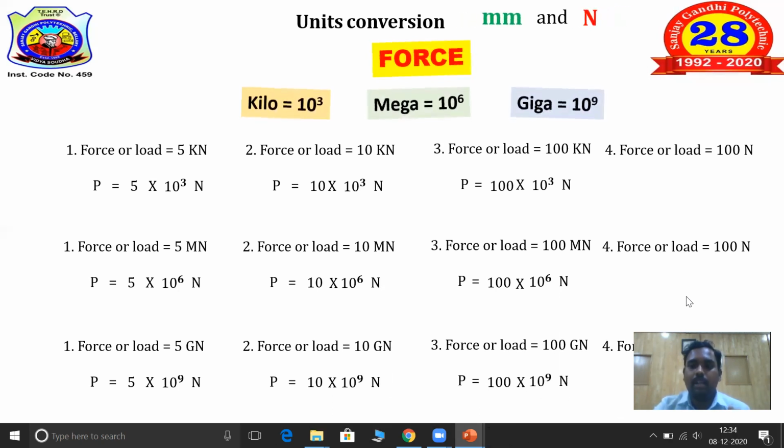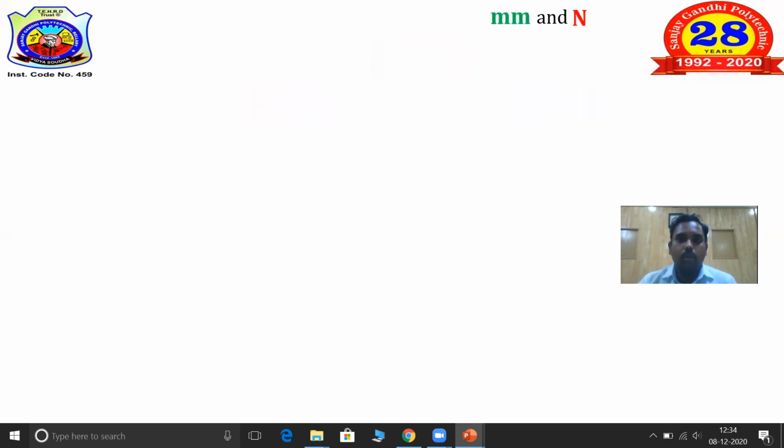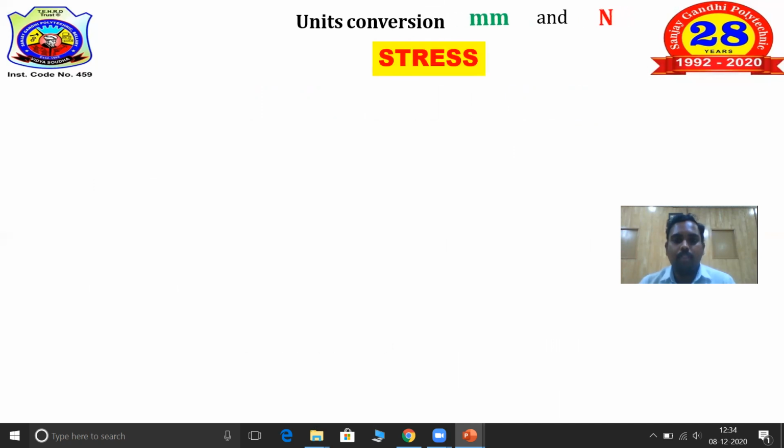So this is another example. It's already in Newton, so there is no need of conversion. Students, I think it's very clear. These are the unit conversions of force. Now let's move on to another set of unit conversion, that is stress. One of the very important concepts.